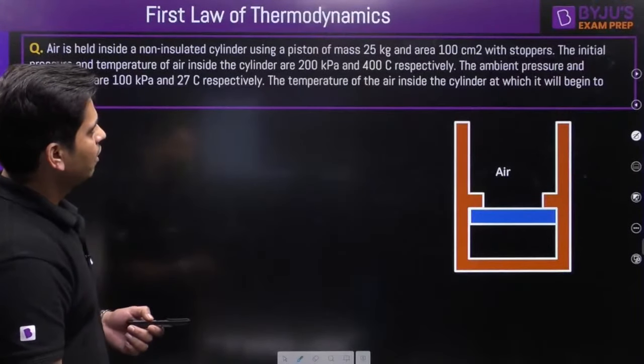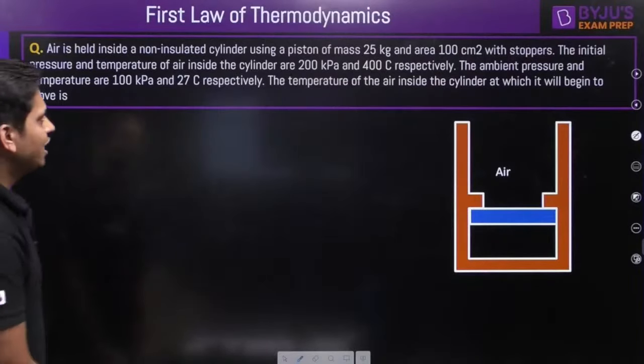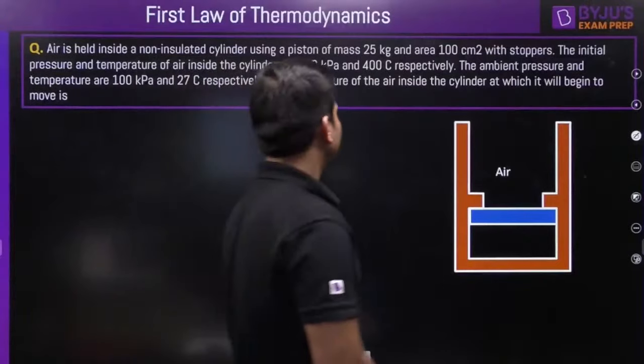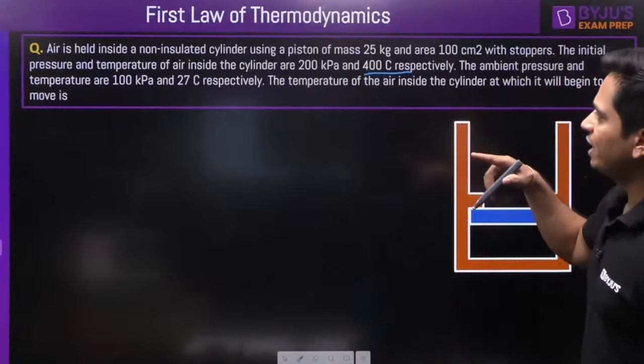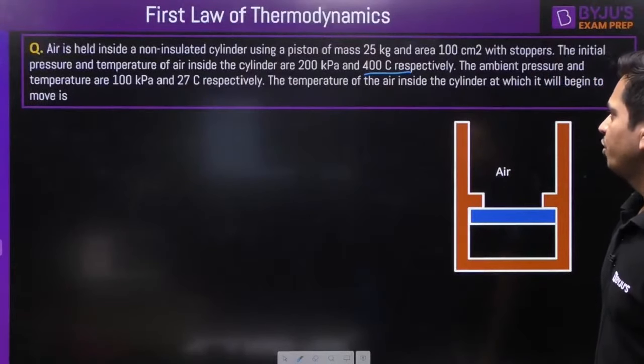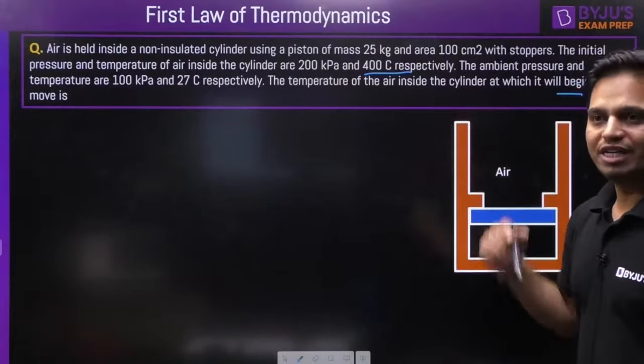Now what is happening here? Air is held inside a non-insulated cylinder using a piston of mass 25 kgs and area 100 centimeters square with stoppers. The initial pressure and temperature of air inside the cylinder are 200 kilopascal and 400 degrees Celsius. Ambient pressure and temperature are 100 kilopascal and 27 respectively. The temperature of the air inside the cylinder at which it will begin to move is.